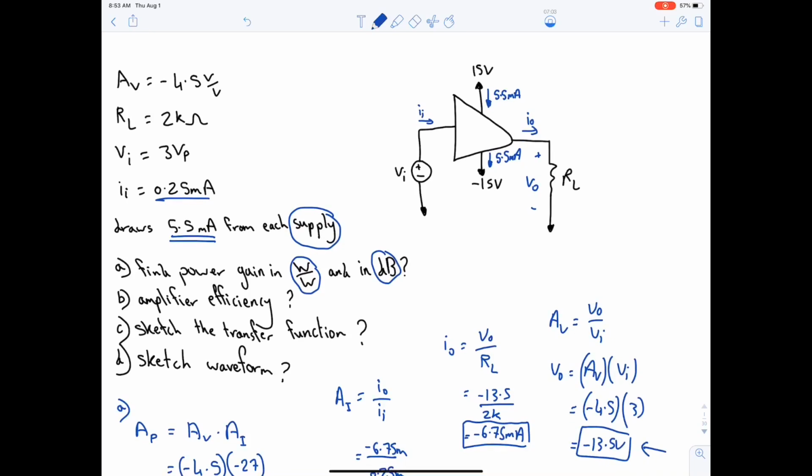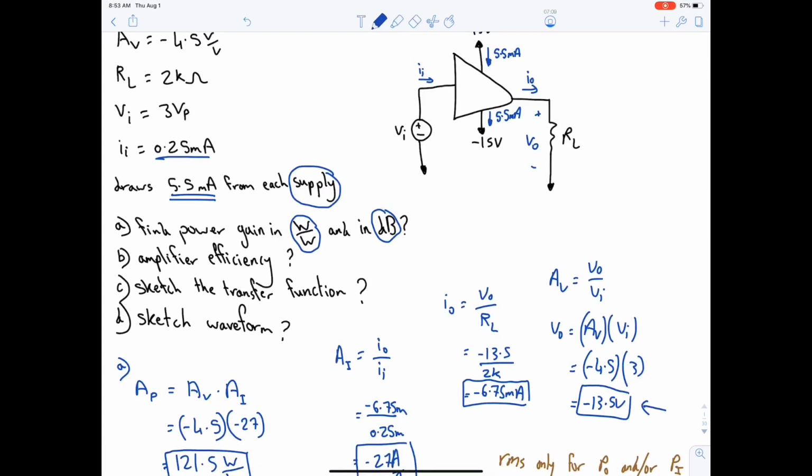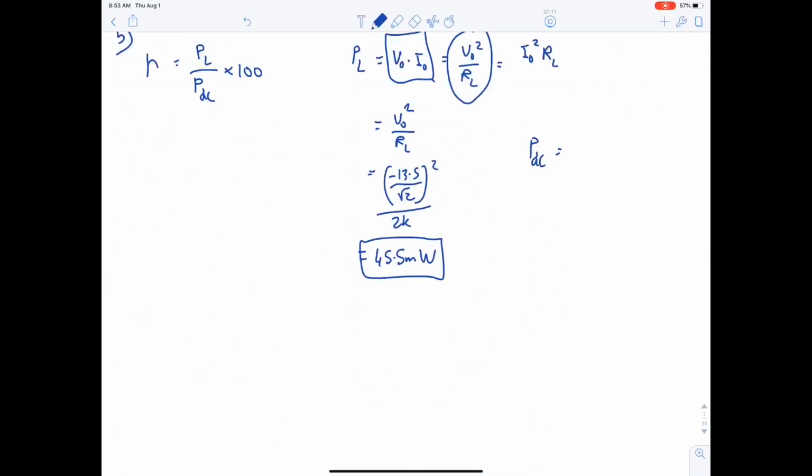We have two supplies, so it will be 15 multiplied by its current plus the other supply, which is again 15 multiplied by 5.5 milli. So 15 multiplied by 5.5 milli plus 15. You should not put minus 15 because the sum up will be 0 if you put a minus. So the answer is 110 milliwatt.